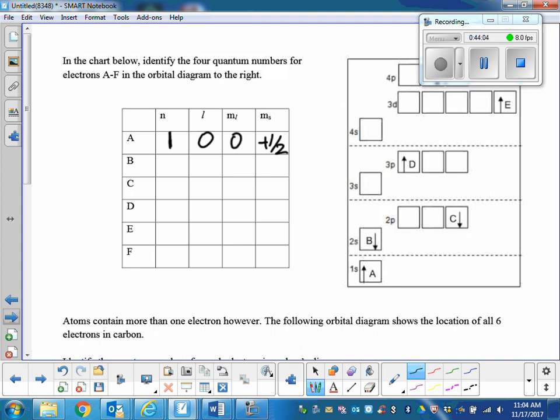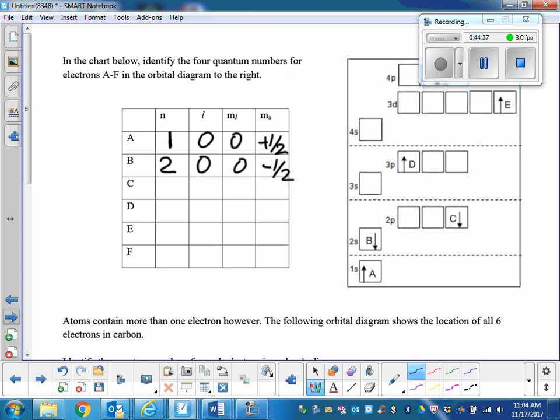Alright. Let's go to this one and let's assign it quantum numbers. What is the principal energy level? What is the L value? If it's s, L is always 0. What is ML? It can only be 0, because ML depends on L. And is it an up or a down arrow? It's a down arrow.